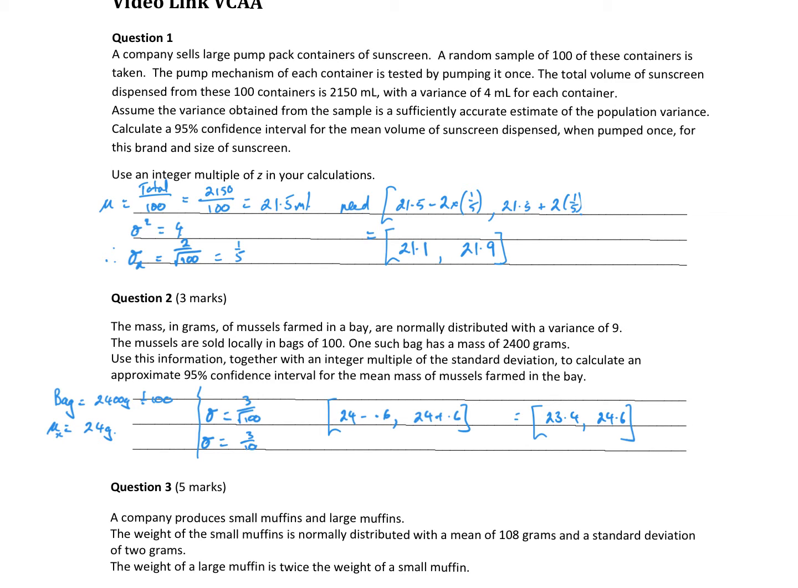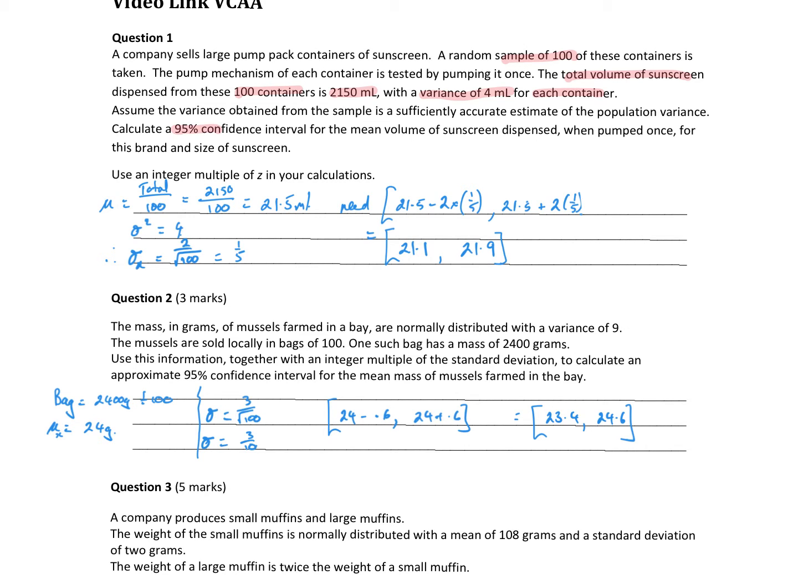Okay, so let's have a look at question one. A company sells a large pump pack containing sunscreen. A random sample of 100 is taken, and the pump mechanism of each container is tested by pumping it once. The total volume of sunscreen that we got from the 100 containers is 2150 mils, with a variance of 4 mils per container. Okay, so we've got two different measurements there. Assume the variance obtained from the sample is a sufficiently accurate estimate of the population variance.